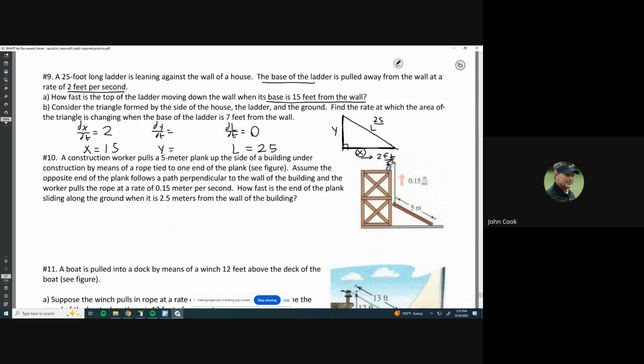And since it says how fast is the top of the ladder moving down, I'm probably looking for this value. In fact, I am looking for how fast, so rate of change, dy dt, it's going down the wall. But that still kind of leaves this value y, and how do I find it? Because that's the lone rate and value that I need. And to find that, I'm going to relate these variables together.